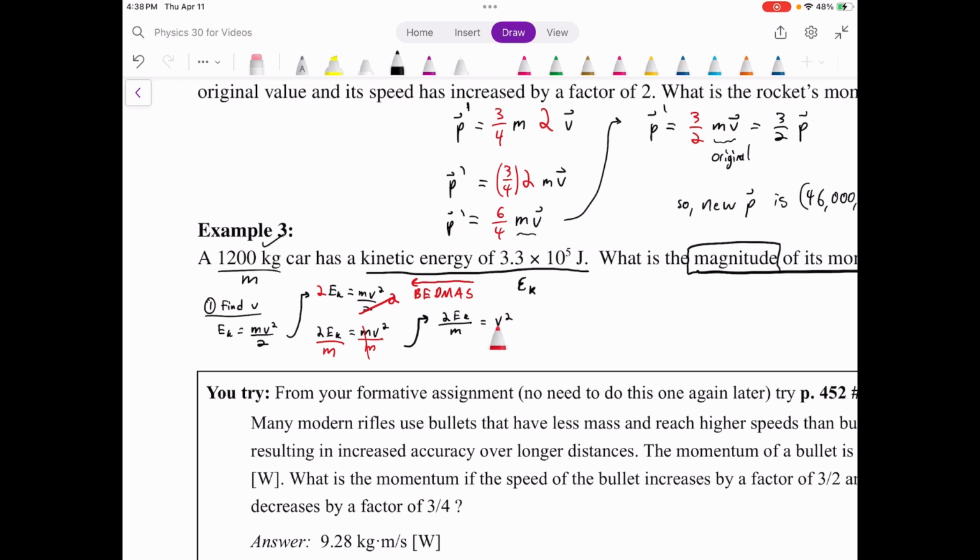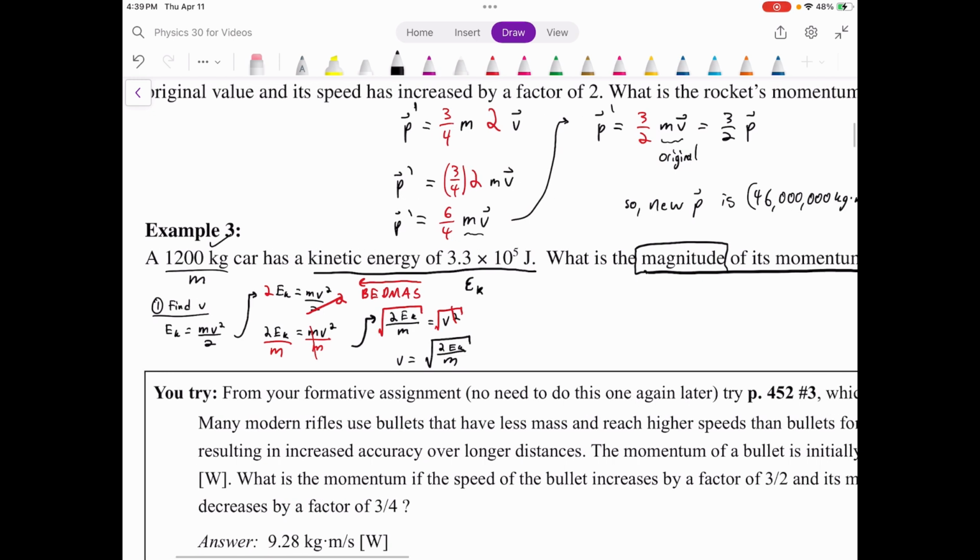And so we're almost there. V is being squared now. That's the only thing happening to it. So to undo something being squared, we take the square root. What I do to one side, I must do to the other. Otherwise, they're not equal anymore. And we get that the speed is the square root of 2 times the kinetic energy over the mass. Now we're ready to plug in and solve for the speed.